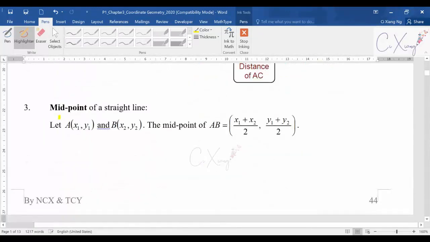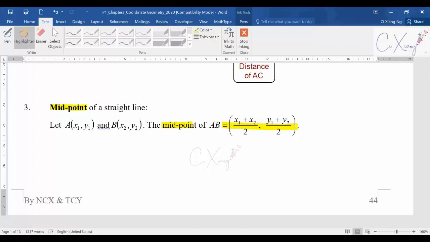Next, what is the formula for the midpoint? The midpoint means the center point of a straight line between the 2 points. If you have 2 points, x1, y1 and x2, y2, the midpoint is x1 plus x2 divided by 2, y1 plus y2 divided by 2. This is also very basic, so just make sure that you try to memorize or remember it.